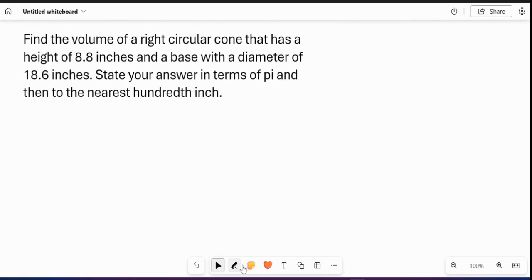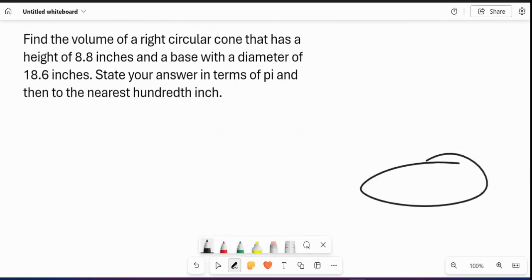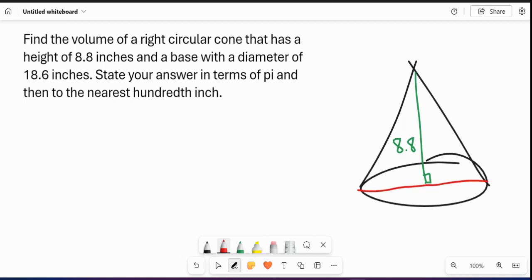This time we have decimals. I'm going to draw my cone again. Hopefully it's as good as the last one. Not bad. So we have a height of 8.8. That makes a 90-degree angle with the radius. The diameter in this case is 18.6 inches.